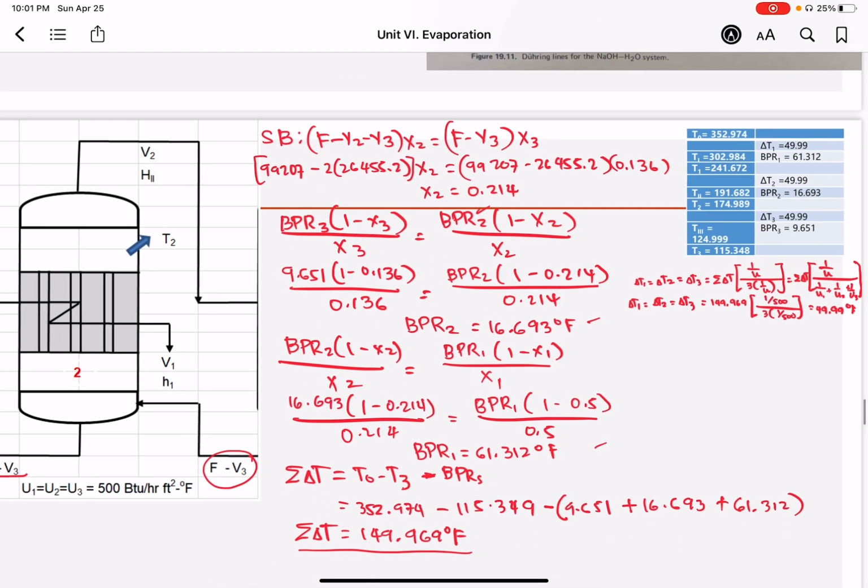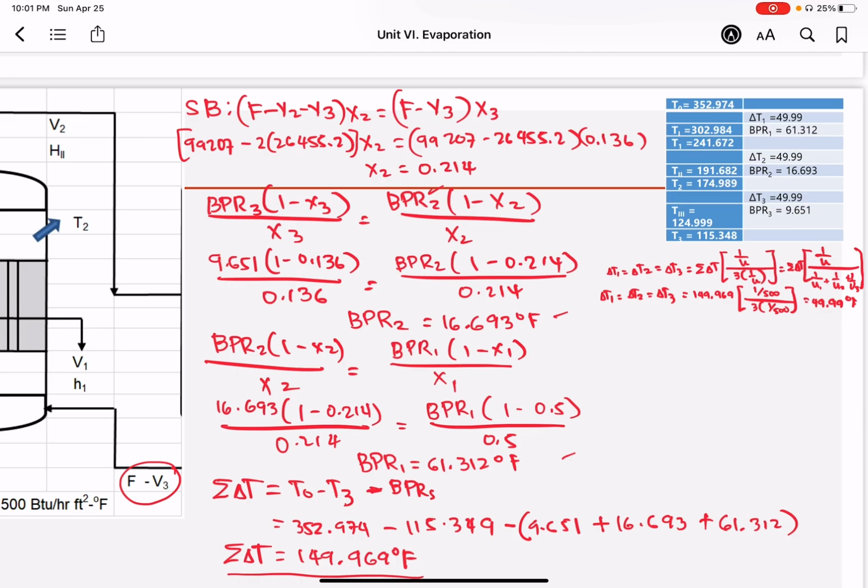Now, since I know already the delta T1, I could now use these values to plot a temperature distribution diagram. Note that your T sub 0 while back is 352.974, and that your delta T1 is 49.99. T0 minus delta T1 is equivalent to your T sub 1. Okay, so 352.974 minus 49.99, you get 302.984. And your BPR1, what's your BPR1 again? 61.312.